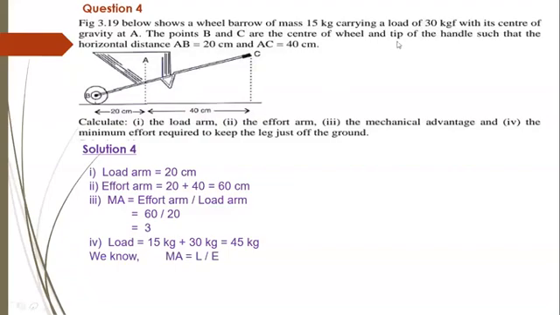And one more thing, the load is given as 30 kgf. So from 30 kg, how much is the mass? Mass is 30 kg. 15 kg plus 30 kg is 45. Mechanical advantage, apply the formula and effort will come out to be 15 kgf.